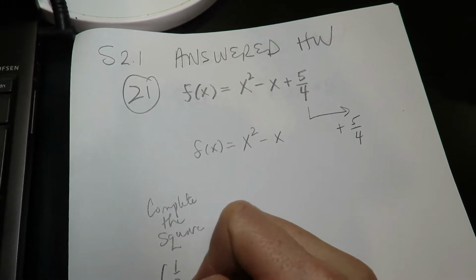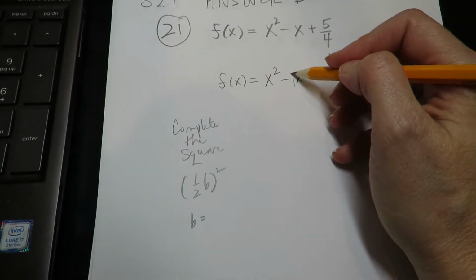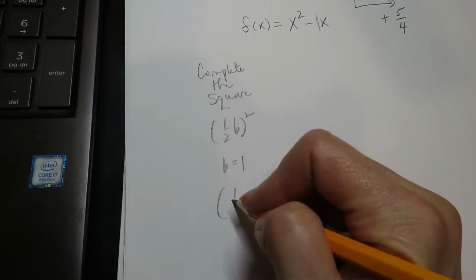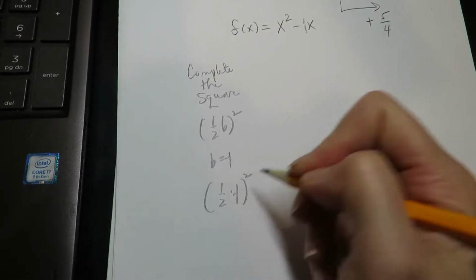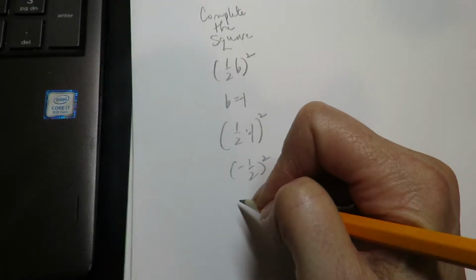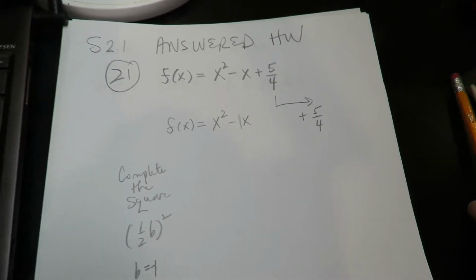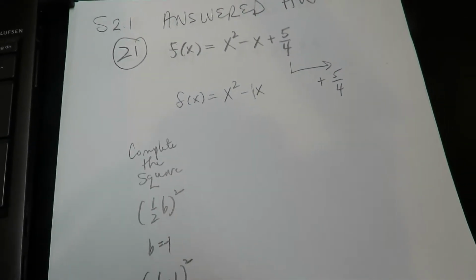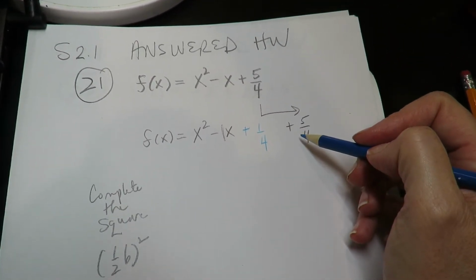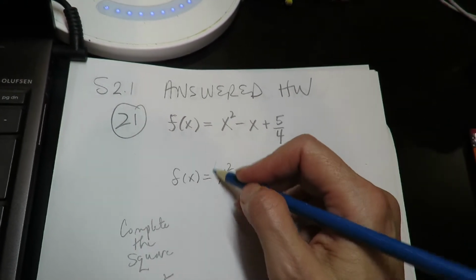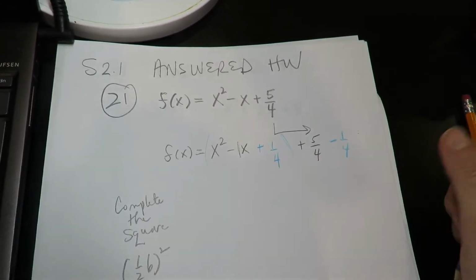The formula for that is 1/2 b quantity squared. The b is the coefficient of the linear term, which in this case is a -1. Okay, so I have to add a 1/4. Now this is one-sided balance, so it has to add to 0. So that means that I then have to subtract a 1/4 because this plus this is 0.